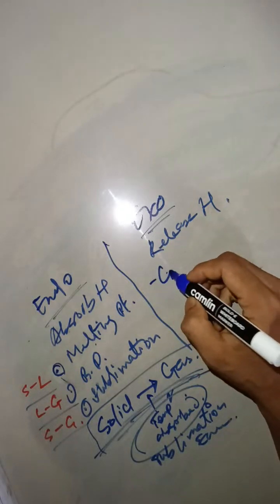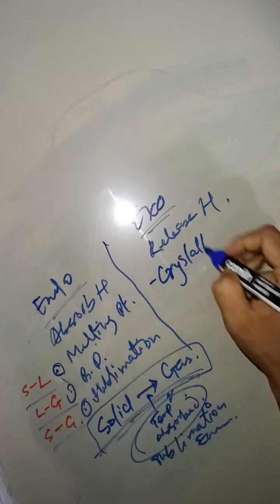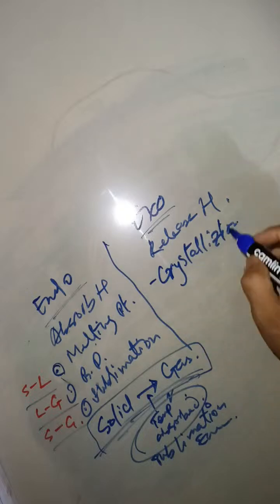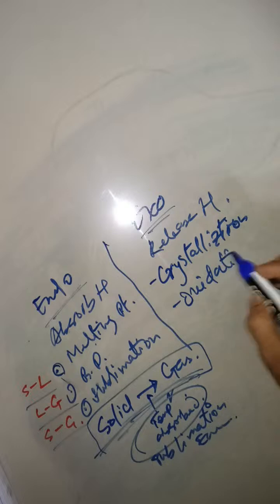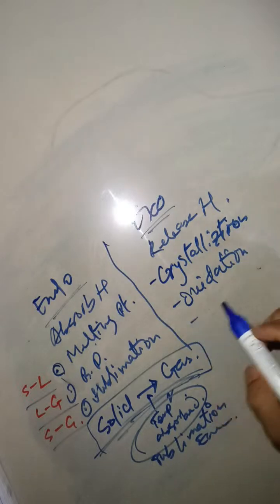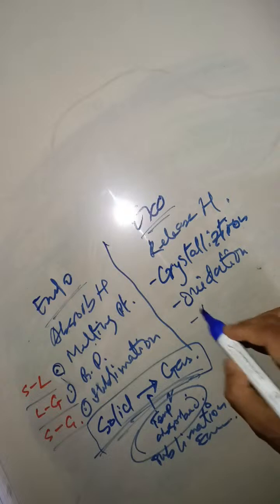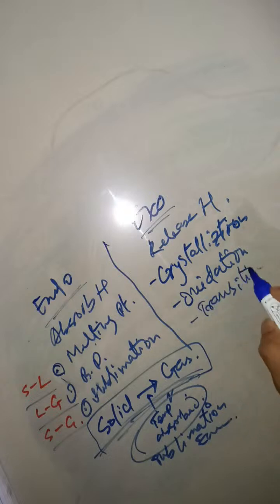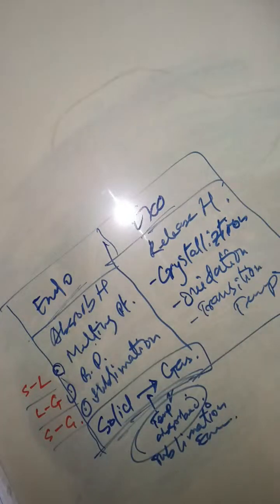Next, what is exothermic? In this, transition, temperature, oxidation, crystallization, these are all examples. These are the main major differences between endothermic and exothermic graphs. You have to understand it.